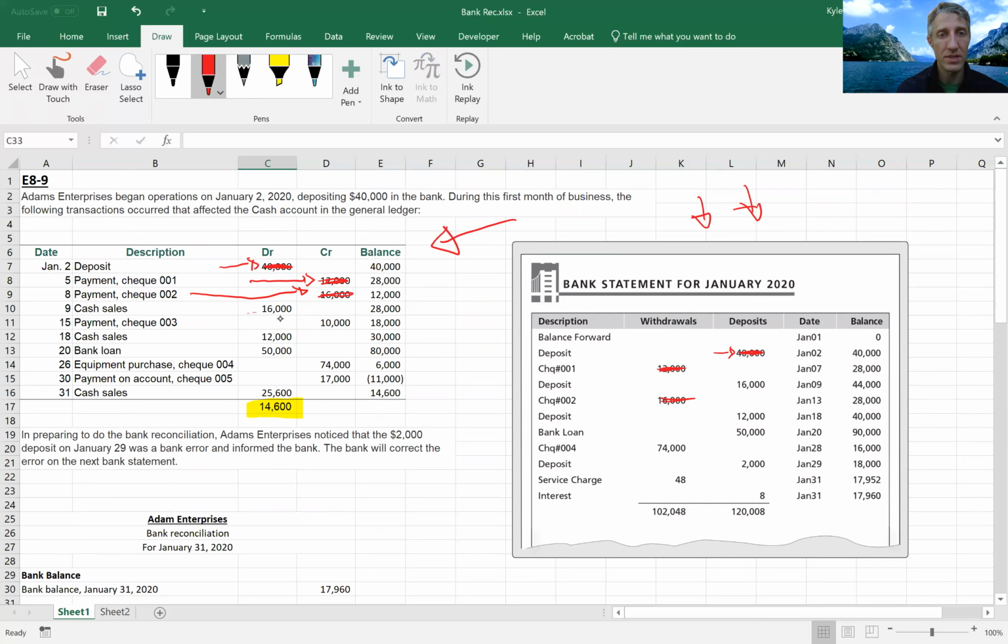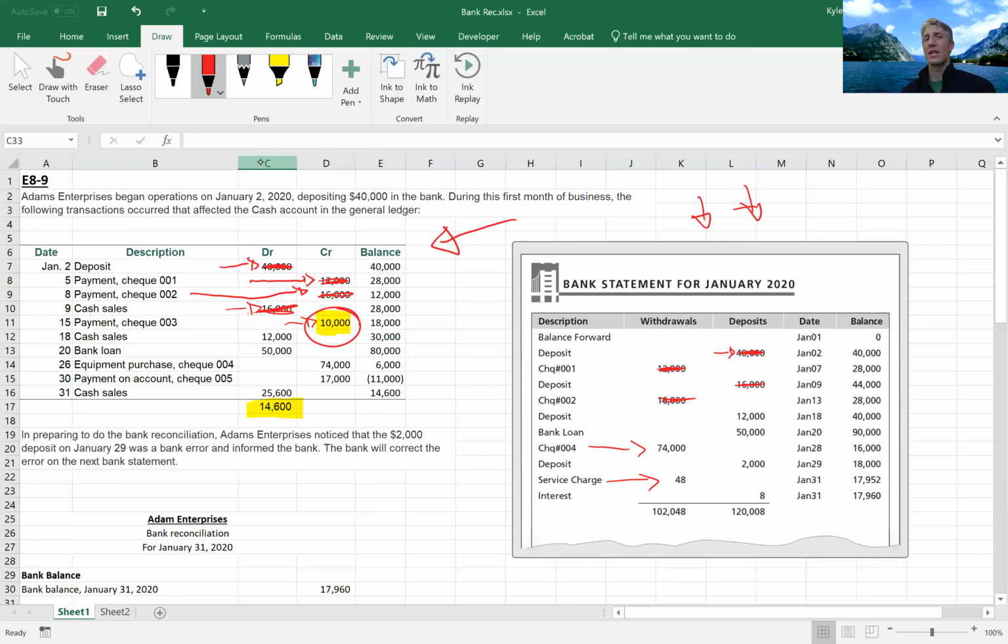Then on the 9th, there was cash sales of 16,000, debit to cash. It's going to be a deposit. And I can see a deposit of 16,000 on the 9th. So that's not a reconciling item since it occurs on both. On the 15th, the credit to cash of 10,000. I'm going to look in my withdrawals column, and there's actually only 2 withdrawals left, 74,000 and 48. This 10,000 here hasn't yet cleared the bank.